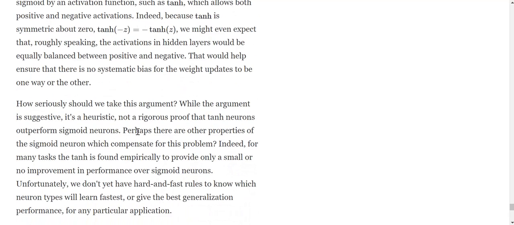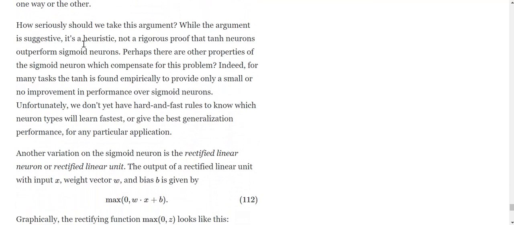So how seriously should you take this argument? While the argument is suggestive, it's a heuristic, not a rigorous proof. Perhaps there are other properties which compensate for this. Indeed, for many tasks, tanh is found to be empirically only a small or no improvement. Unfortunately, we don't have a hard and fast rule to know which neuron type will learn fastest or give the best generalization.